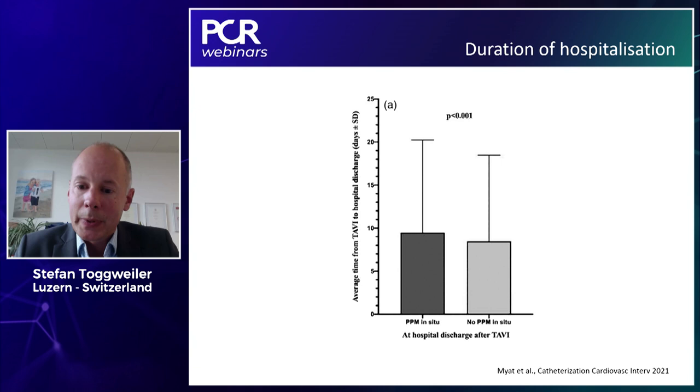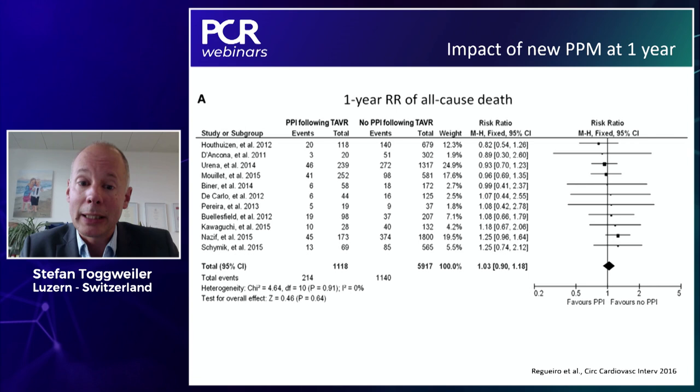This is published data from the UK registry, a very recent publication with a lot of patients. You can see also here that a new pacer, or even a pacer that was there before, is associated with a longer duration of hospitalization than if you have no pacer at discharge. Of course, here the difference is not so large, but the overall hospital stay is also quite low, so the effect on the duration is probably less.